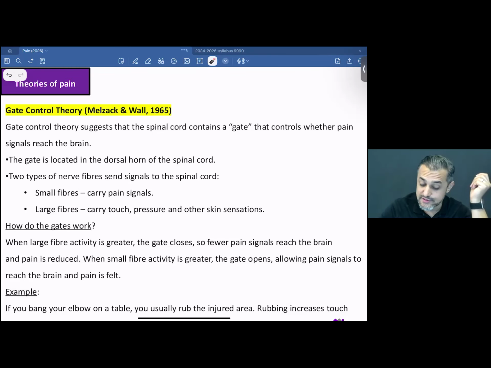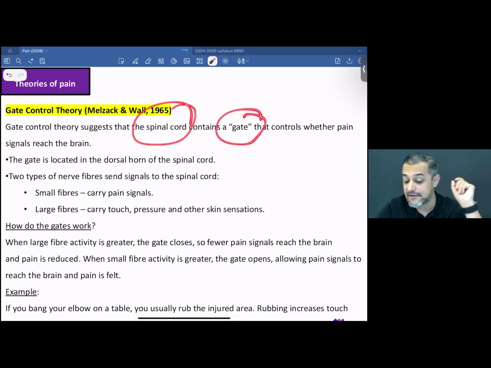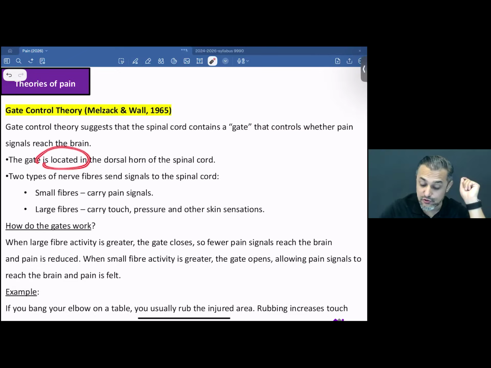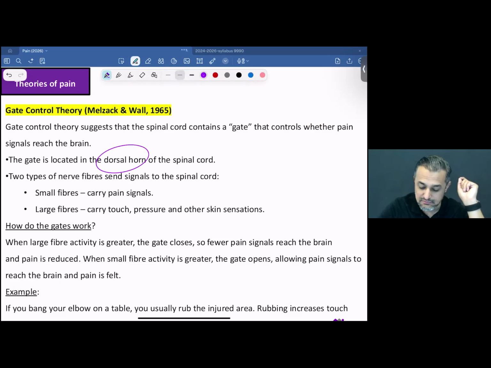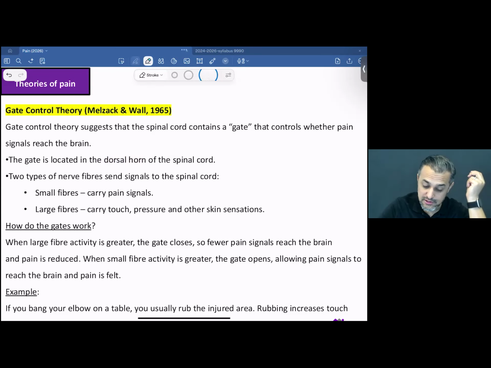So gate control theory suggests that the spinal cord contains a gate that controls whether pain signals reach the brain. The gate is located in the dorsal horn of the spinal cord. If you want to make it simple, dorsal horn, let's just say spinal cord का, the पीछे वाला हिस्सा. Dorsal cord is the backside of the spinal cord. So there are two types of nerve fibers that send signals to the spinal cord. And what are these two types of nerve fibers here? Number one, small fibers.